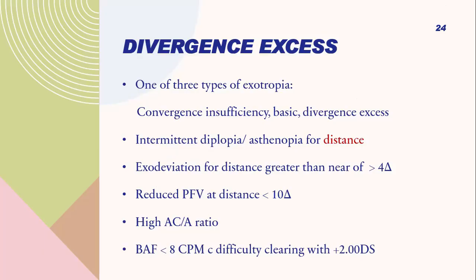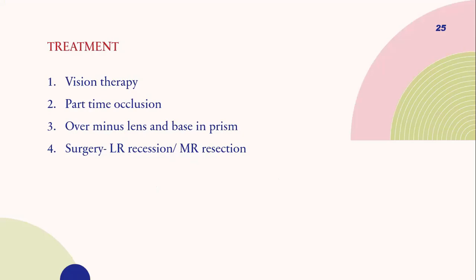This usually is seen along with intermittent exotropia, which is of three types. You have convergence insufficiency, basic type, and the divergence excess type. In divergence excess, again, they will have diplopia and asthenopia for distance, and the exodeviation for distance will be more than for near, and there will be a reduced positive fusional vergence and a high AC/A ratio. So again, we can treat with orthoptic exercises.